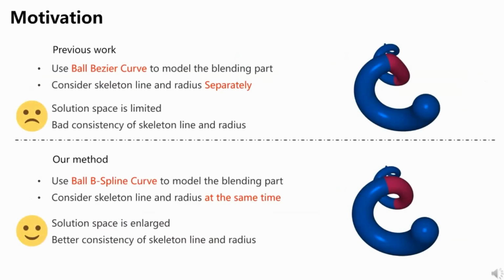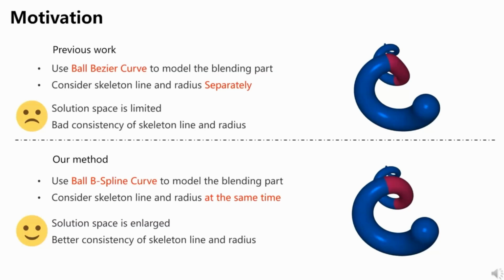After the introduction of the prior knowledge, let me briefly introduce the main motivation of our work. For the previous BBSC blending method, there are 2 main features. First, it tends to use the ball-bezier curve as the modeling method for the blending part. The ball-bezier curve is similar to ball B-spline curve, except that the Bezier curve is used in the skeleton line part. Bezier curves are less expressive than B-spline curves, and the same is true for ball Bezier curves.